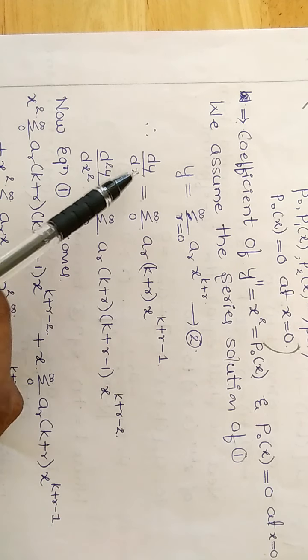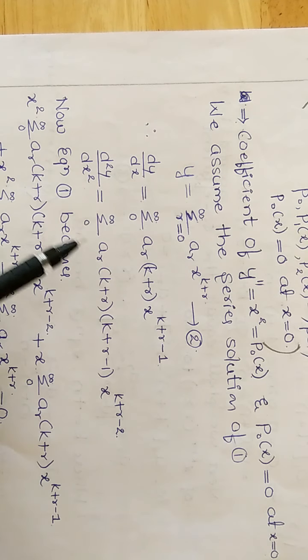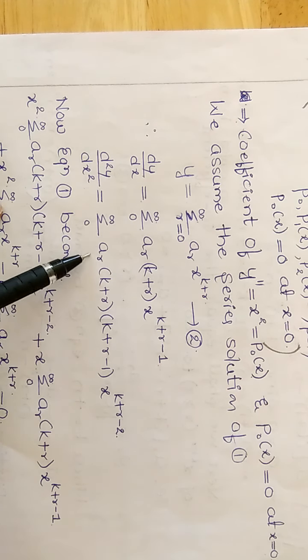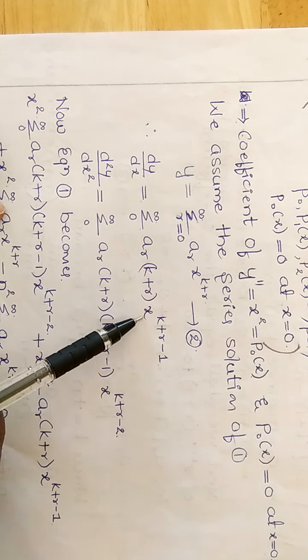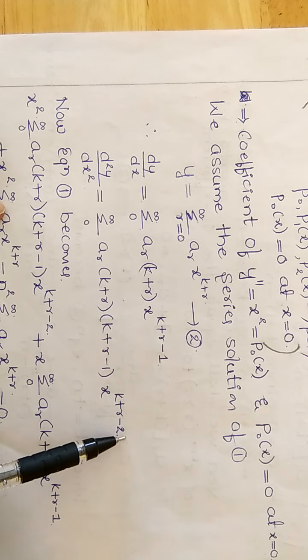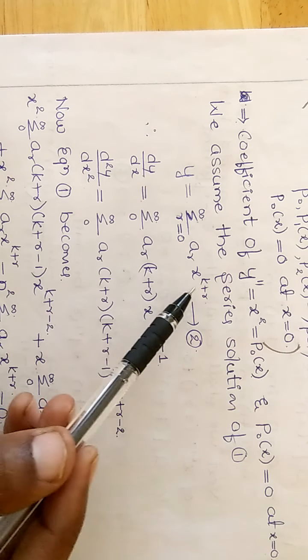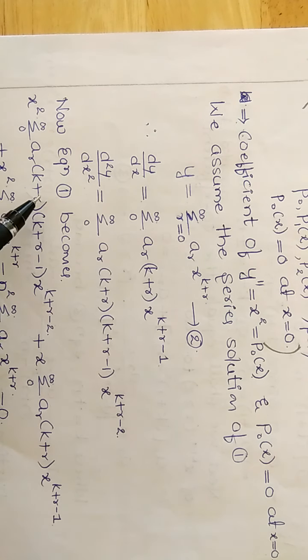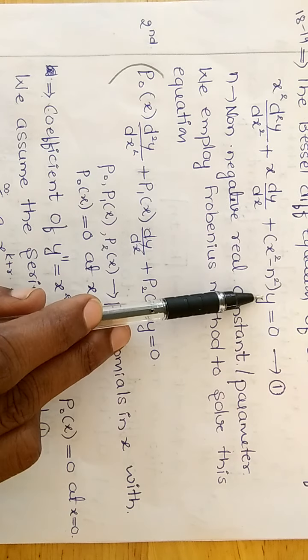Next, differentiate dy by dx with respect to x. We get d square y divided by dx square is equal to summation from 0 to infinity a r. a r is a constant value. k plus r is also kept as it is. It is x to the power n, so n into x to the power n minus 1, with the exponent minus 1, giving minus 2. Now equation 1 becomes, substituting these three values in equation 1, we get x square into the d square y divided by dx square term plus x into the dy by dx term plus x square minus n square into y.